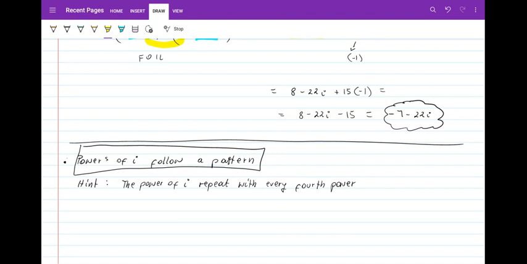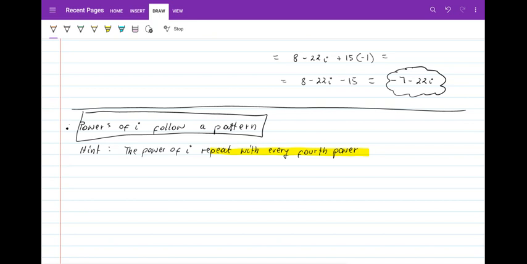Okay, and you're going to see that i equals i, so technically this is i to the first power. i to the second power is equal to negative 1. i to the third power is equal to negative i, just quickly, because you can break it down: i to the third power is i squared times i, which is negative 1 times i, and that will give you negative i, okay?